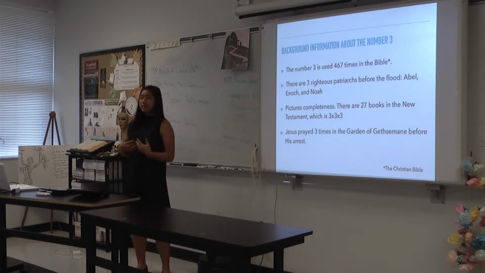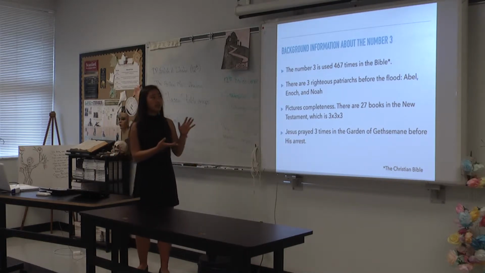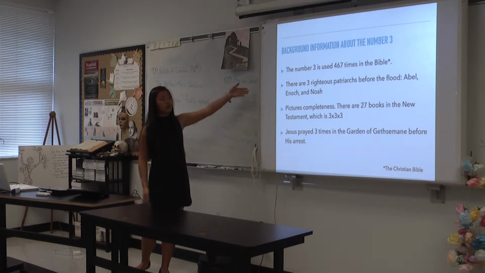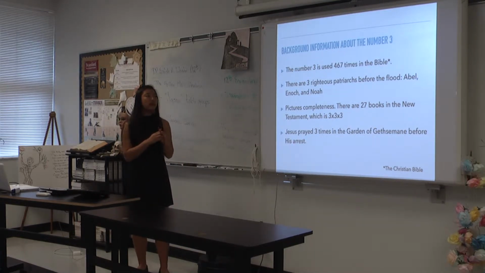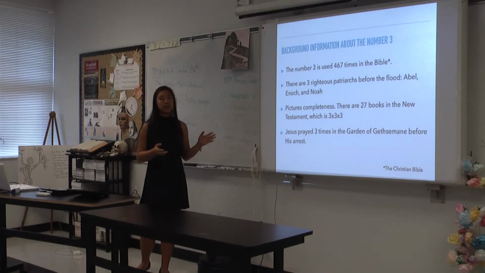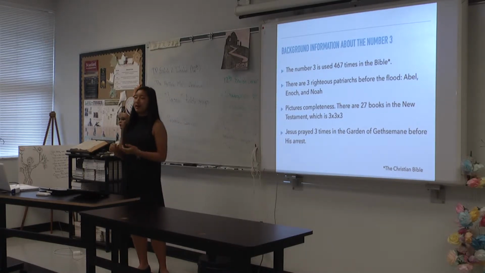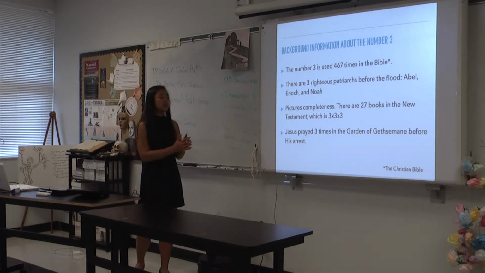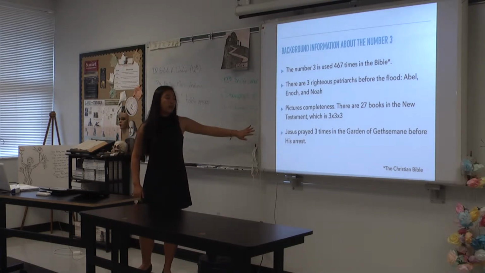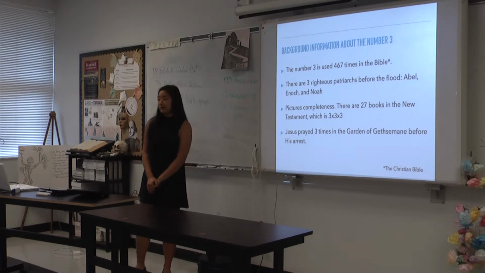It comes in many different shapes and forms, as well as the number of people, so 3 righteous patriarchs before the flood. And then it pictures completeness, and we see this by the number of books in the New Testament, which is 27, also known as 3 to the 3rd power. And finally, it also plays as a time interval of 3 for the times that Jesus prayed before his arrest.